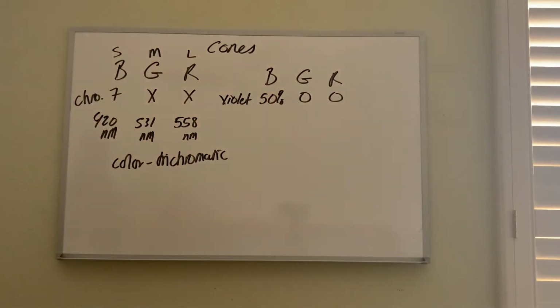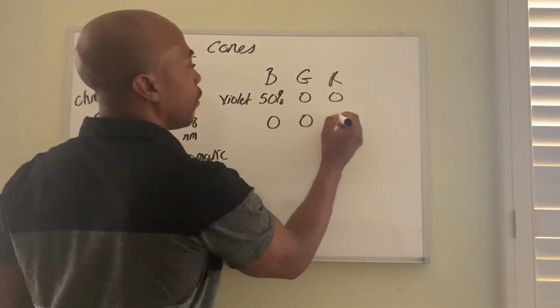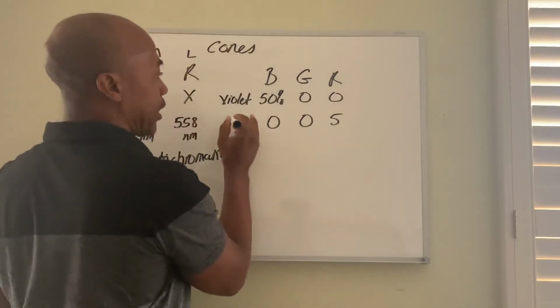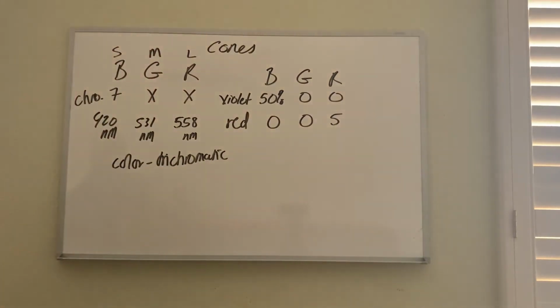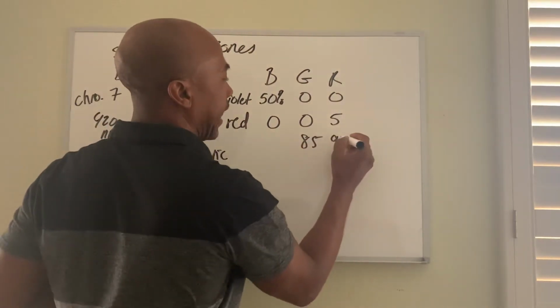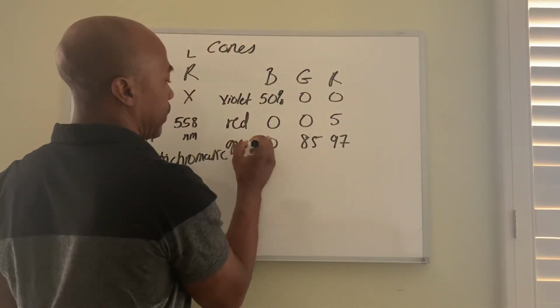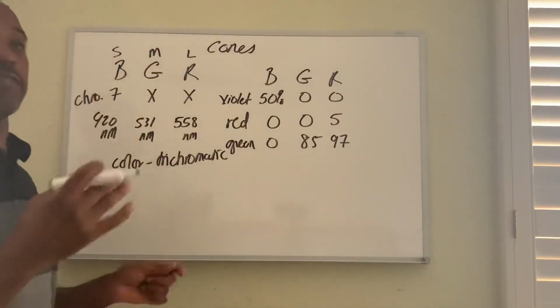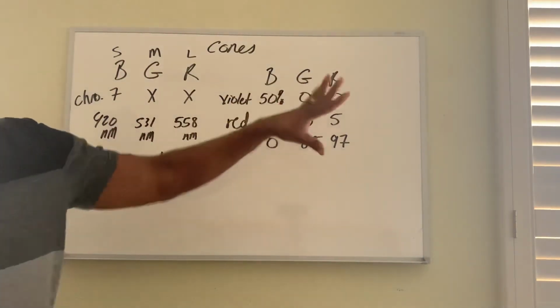Similarly, if you do one, say, for red color, it is 0.005%. That's red color. Okay. Another one, the third one here, for green color is 85, 97, I believe, and 0. That is your green color. So all of the colors that we perceive are based on how these three different cones respond.